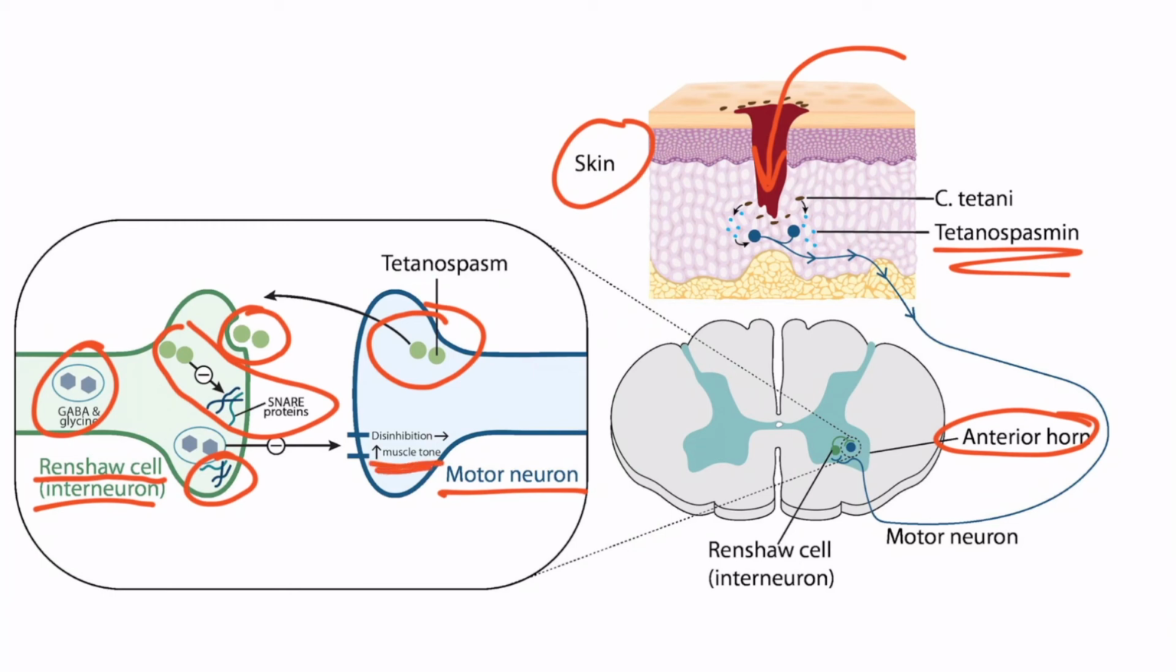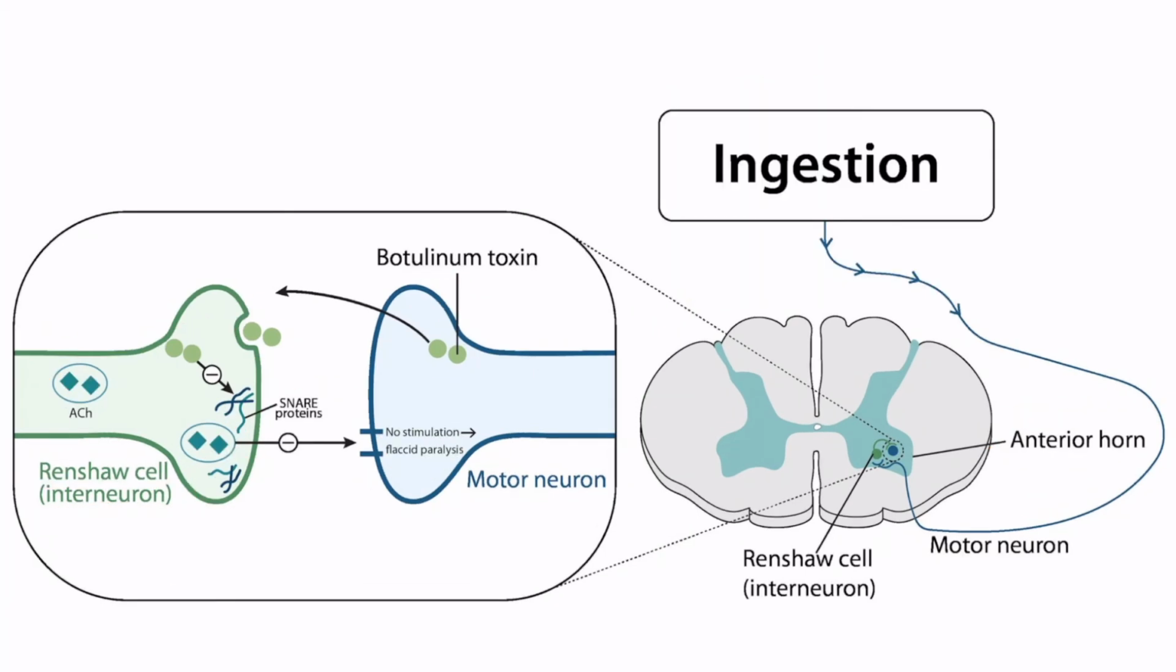This image is very similar to the last one, but it's altered to represent the botulinum toxin. We have the botulinum toxin entering the Renshaw cell, and notice we have the snare proteins here as well, and the botulinum toxin inhibits these snare proteins from releasing acetylcholine.